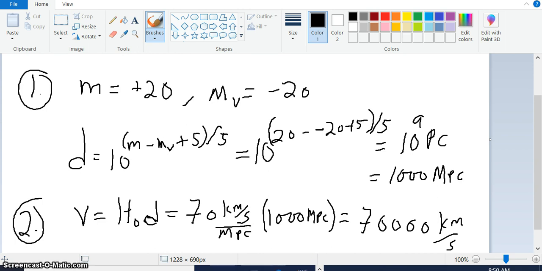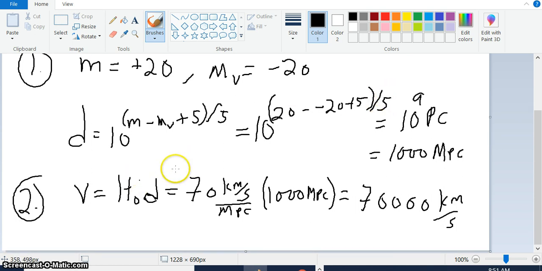I've written out the numbers. The apparent magnitude is +20, the absolute magnitude is -20. So we use our standard equation to find distances. The distance is 10 to the power of the apparent magnitude minus the absolute magnitude plus 5, divided by 5. We put all those numbers in there: 20 minus -20 makes it 40, plus 5 is 45, divided by 5 is 9. So it comes out to be 10 to the 9th parsecs, and we want that in megaparsecs, and the reason is because of the second problem.